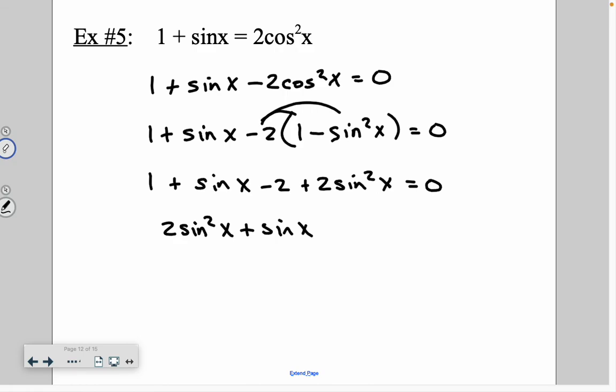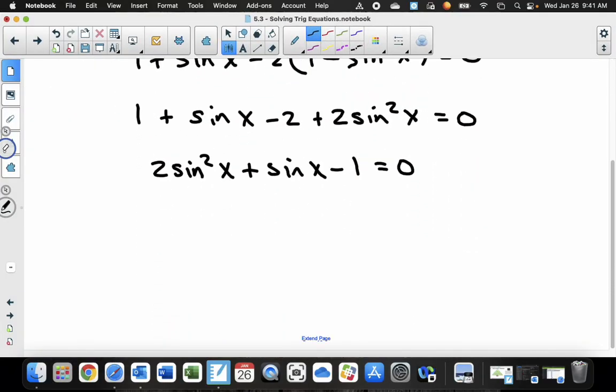And then the last part, you got your constants. We can combine like terms. 1 minus 2 gives you -1. And now we're right back to factoring again, just like a couple of problems ago. Back to factoring a trinomial.